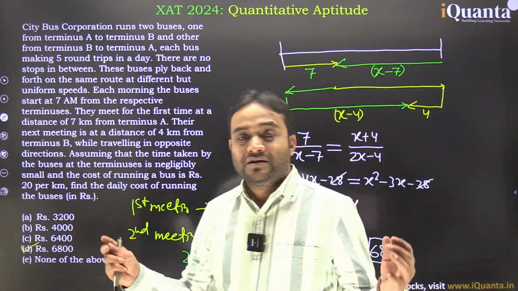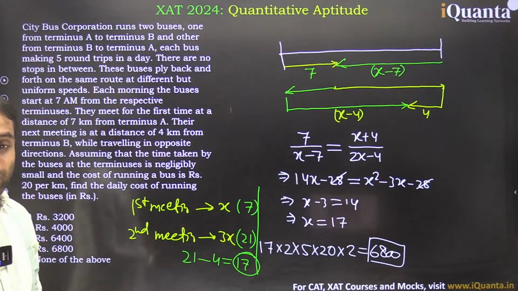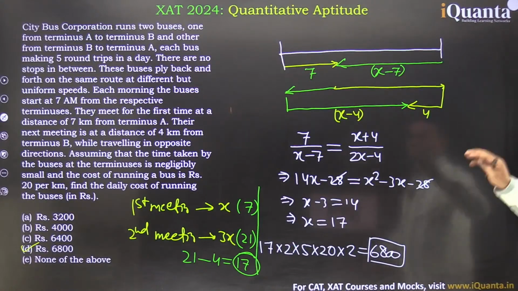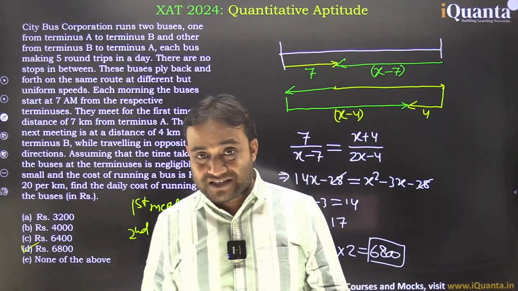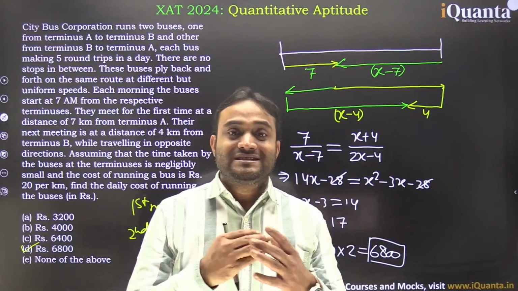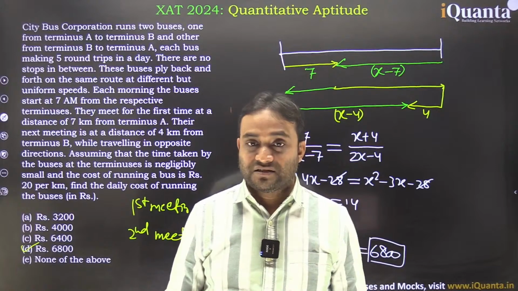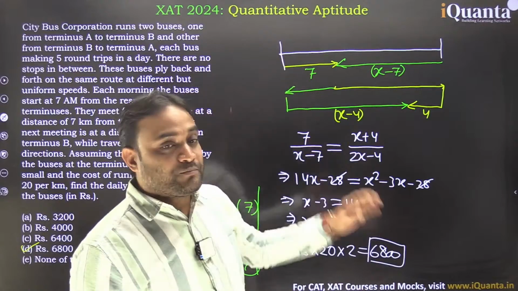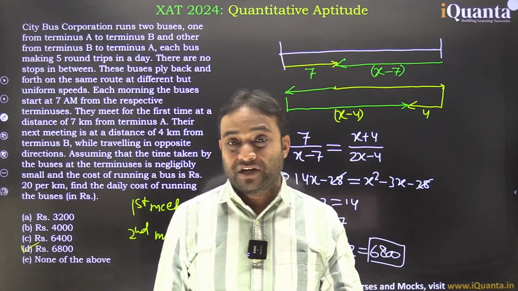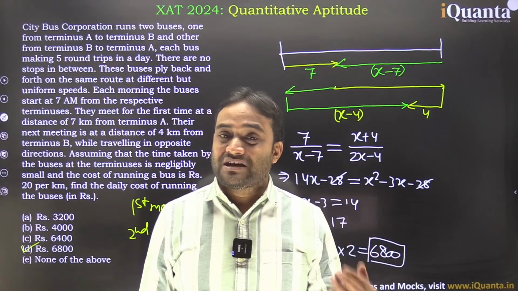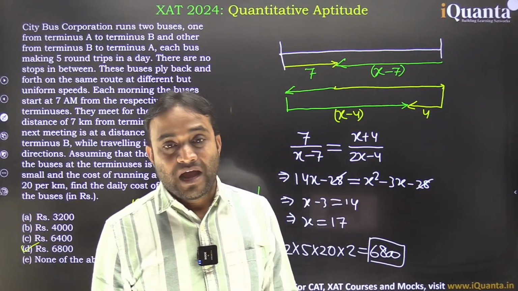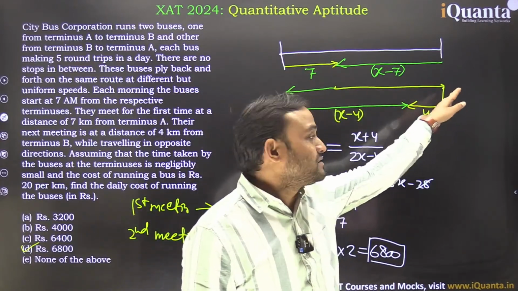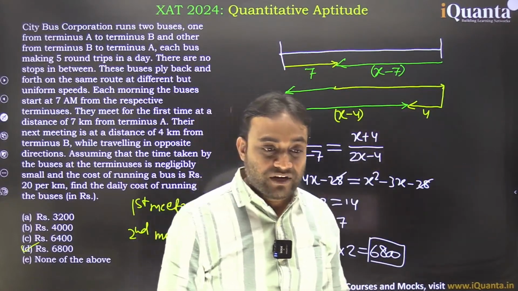If you understand what will be the total distance covered by both the buses when they are going in opposite directions: for the first meeting, total distance covered by both the buses will be x. For the second meeting, total distance covered by both the buses would be 3x, just triple. So if one bus has covered 7 km for the first meeting, for the second meeting it will cover 7 into 3, which is 21 km. And in those 21 km, that bus has covered x and then 4 more. So x should be 17.